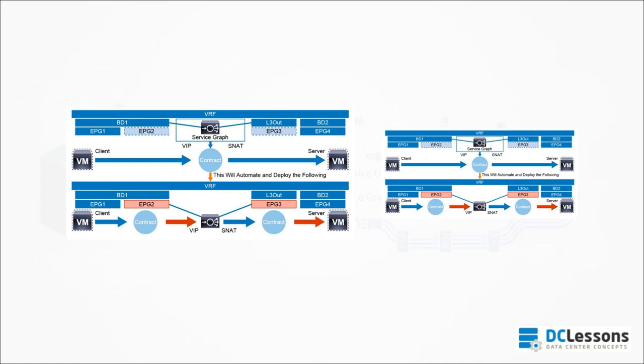That top diagram, that's your simple intent. You're just saying, hey, I want the client EPG to talk to the server EPG, and it needs to go through a service. You define one single logical contract. Then, ACI's service graph takes that simple instruction, and as you can see in the bottom diagram, it automatically builds and deploys all the complex stuff underneath. The two separate contracts, the correct traffic redirection, all of it, without you having to lift a finger.